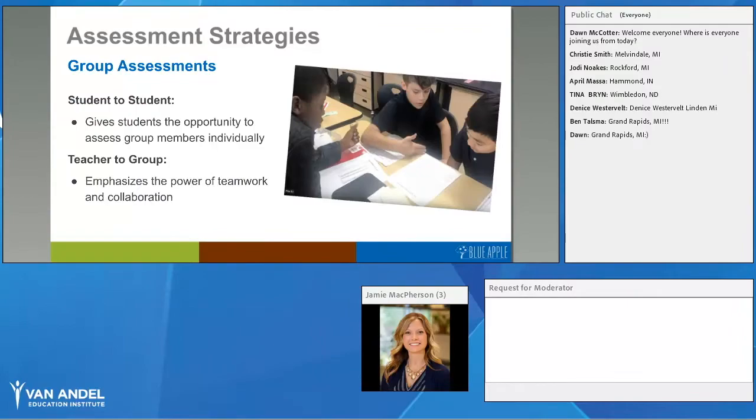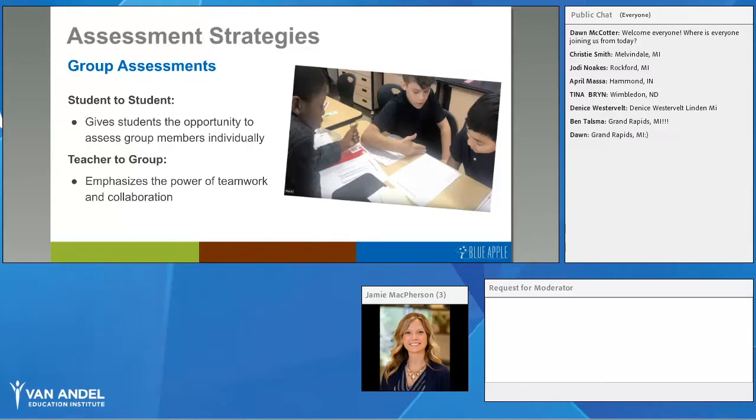Another assessment strategy we can utilize in PBL is group assessments. Group assessments are great because they can be done student to student, or teacher to group. If we look at it student to student, it gives students the opportunity to assess each of their group members individually. It really allows students to step up and build some self-awareness where they can identify who they are within their group, but then they can also share with their other group members how they feel those group members are contributing to the tasks at hand.